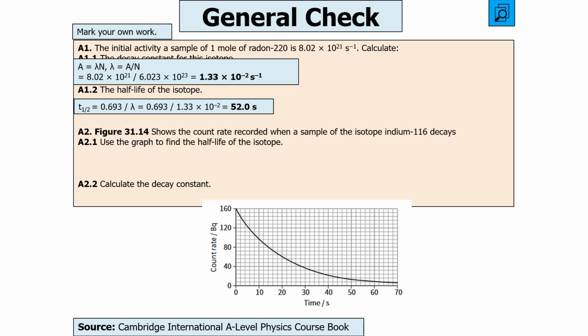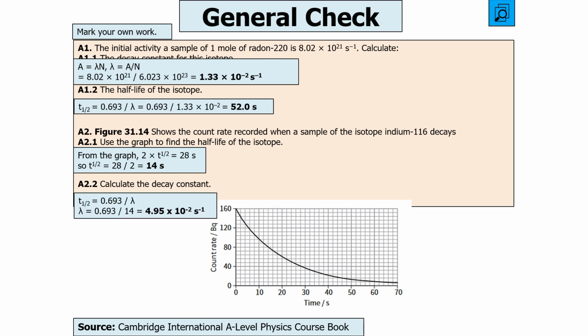In this next question, from the graph, a half-life is the time it takes to go from 160 to 120, so that's 28 seconds. So you can work it through, okay, to find the half-life, it's going to be 14 seconds. Now this next one here, we'll consider the decay constant: the half-life equals log 2 over the decay constant, so that's log 2 over 14, which we just worked through, so it's 4.95 times 10 to the minus 2.